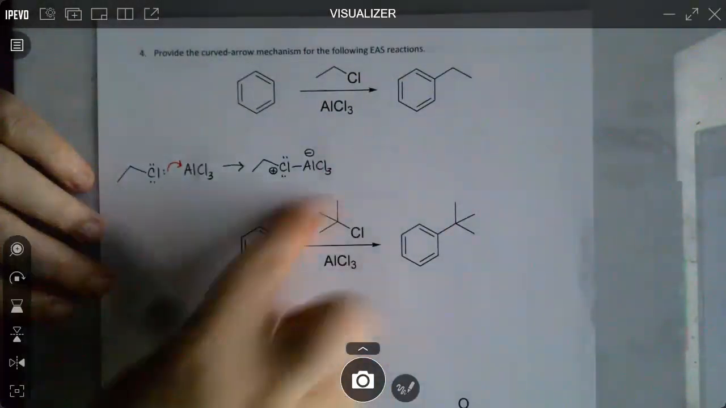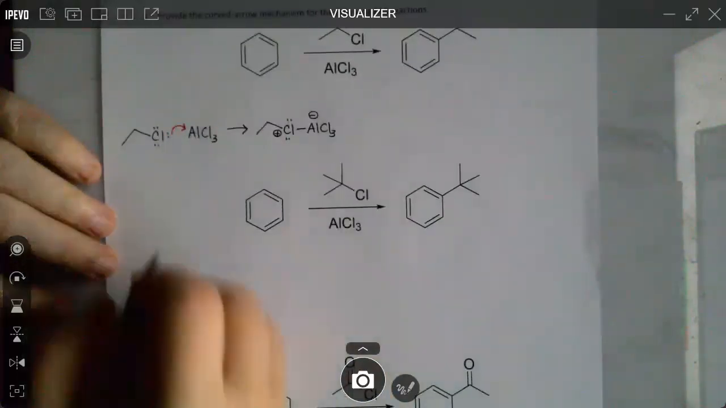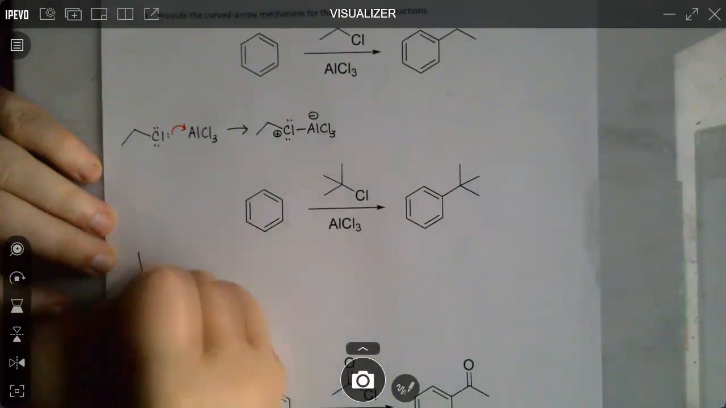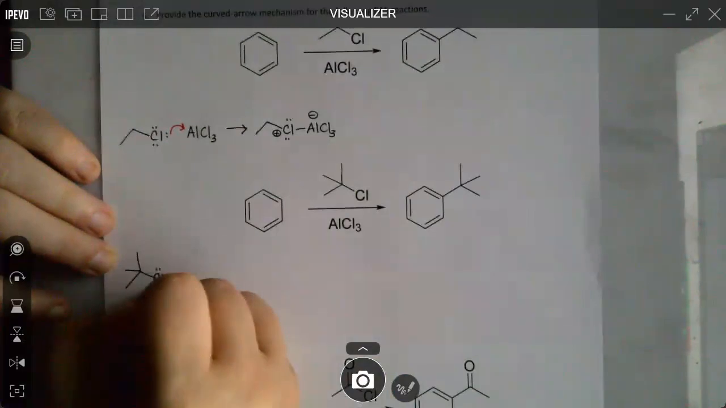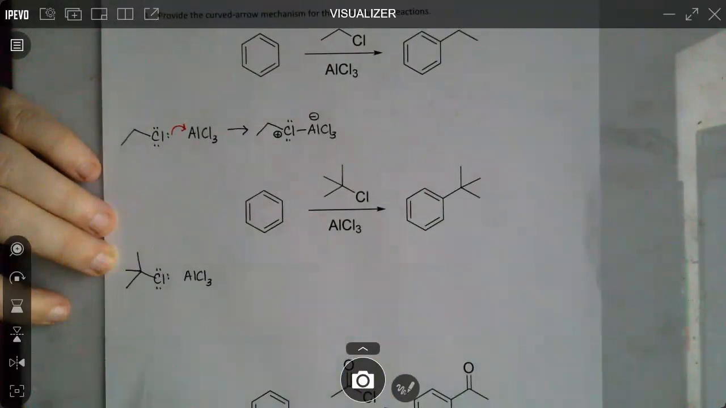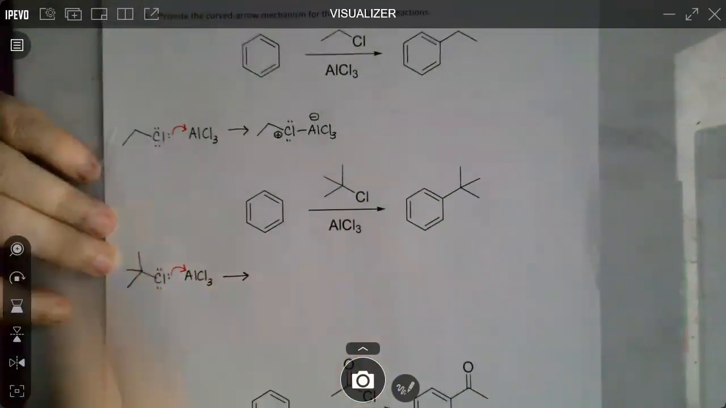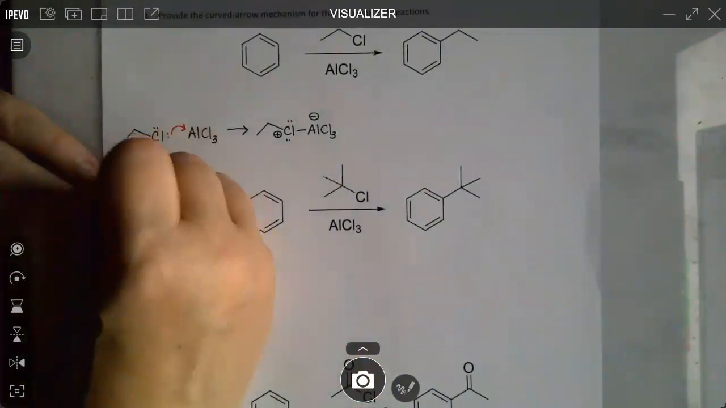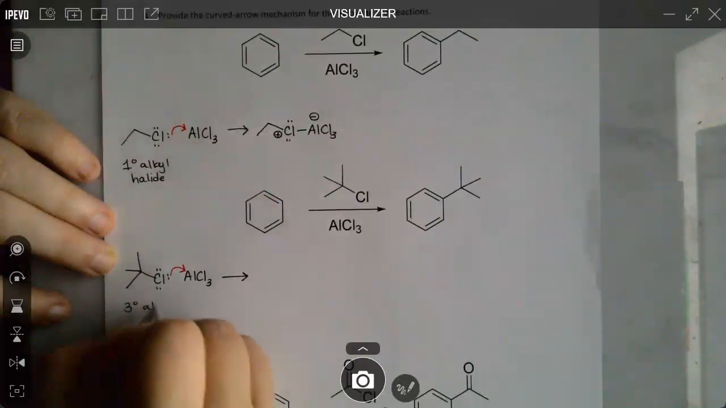The same thing will happen with this alkyl halide down here. Let's go ahead and draw that at the same time for the purposes of compare and contrast. So we're going to do the same reaction, but the difference is that this was a primary alkyl halide, and this is a tertiary alkyl halide.